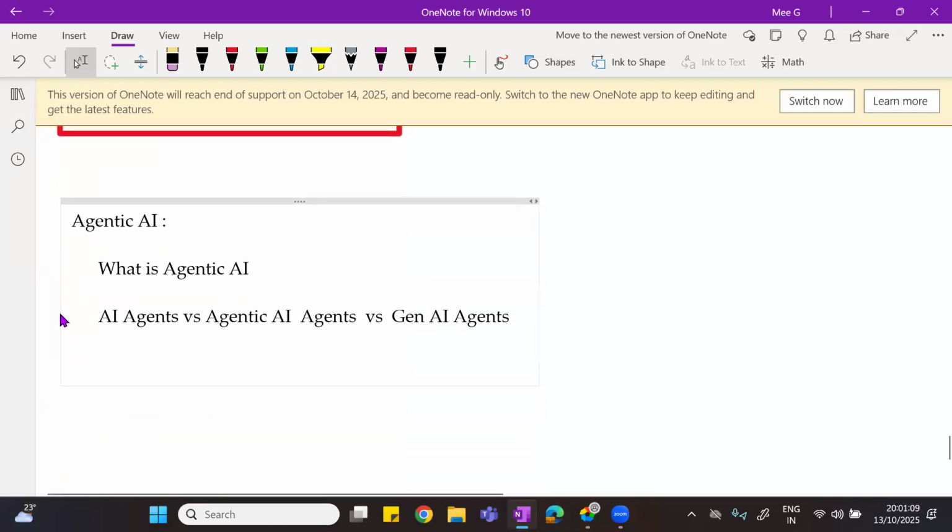When it comes to the agentic AI, Sheikh, please stop writing. I'm continuously saying, you people, please stop writing. I can see your names.